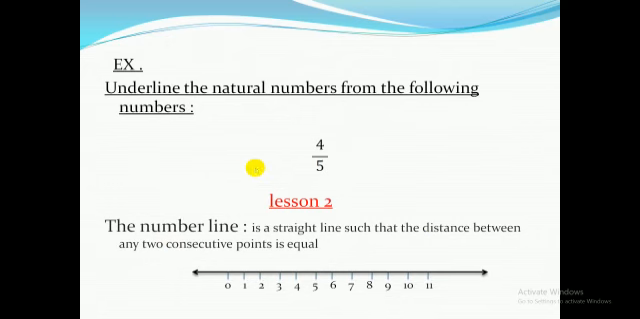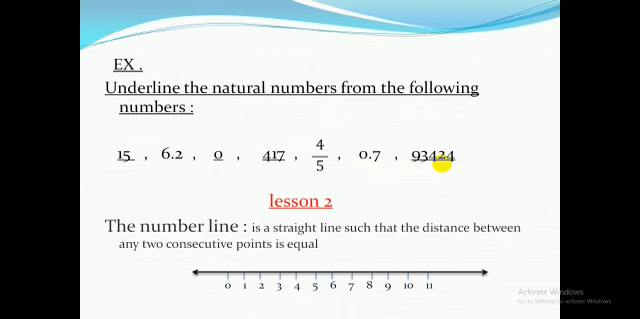Here, underline the natural numbers from the following numbers: 15, 6.2, 0, 417, 4 over 5, 0.7, and 93,424. 15 is a natural number because it isn't a decimal. 6.2 is not a natural number. 0, yes, a natural number. 417 is a natural number also. 4 over 5 is not a natural number because it will be a decimal. 0.7 is not a natural number. 93,424, yes, is a natural number.